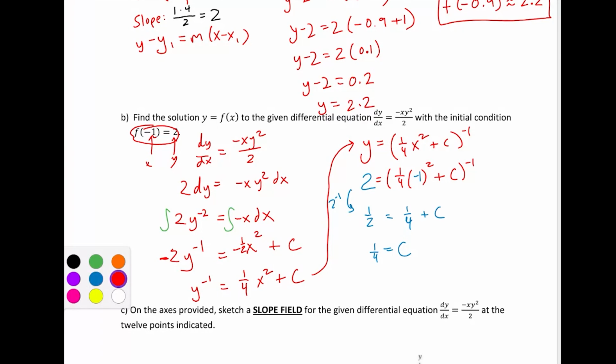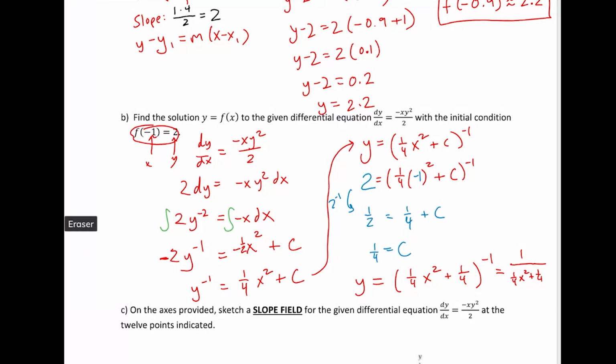So now I can write my final answer here. y equals 1/4 x squared plus 1/4, to the power -1. You could also write this as 1 over. So if this happened to be a multiple choice question, you might see the answer written as 1 over 1/4 x squared plus 1/4. I kind of doubt that they would do that, but that would be equivalent. So just make sure that you are fully aware of what that raised to the -1st power actually means.